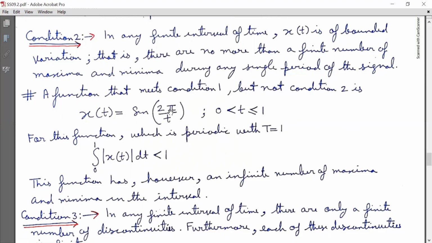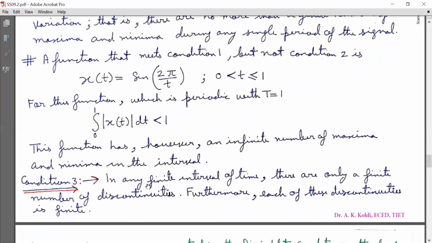x(t) equal to sine of 2 pi by t when t is lying in the range 0 to 1. Now, for this function, which is periodic with capital T equal to 1, the integration from 0 to 1 of magnitude x(t) dt is less than 1. So this function fulfills the first Dirichlet condition, but it has an infinite number of maxima and minima in the interval. Therefore, it violates the second condition. So we cannot express x(t) equal to sine of 2 pi by t in terms of Fourier series.